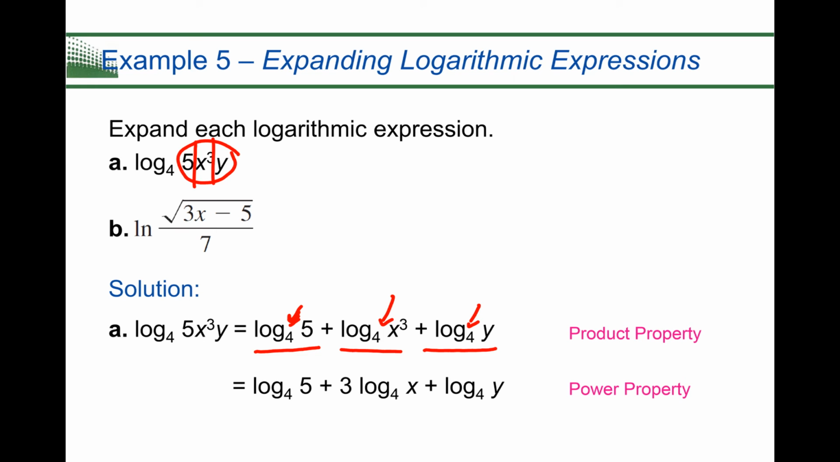Then the final step is to look at each individual term and see if I can do anything. So log base 4 of 5, I can't do anything. Log base 4 of x cubed, I can take this exponent and pull it out front. Now when you pull it out front, it just makes it a coefficient. And then log base 4 of y, I can't do anything with either, so this would be my final answer.